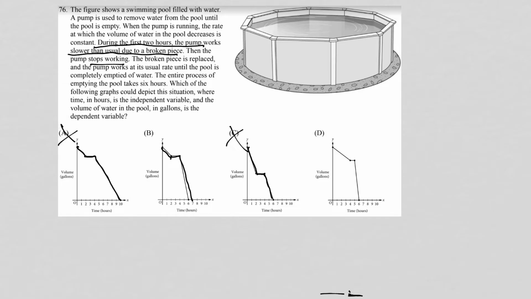Because it's only the first 2 hours. So that's why it's B. So 2 hours is where it stops. Whereas D, it runs for 4 hours, then stops, and then pumps really fast. So it is B and not D. No calculator needed. No idea why calculator was even part of that.